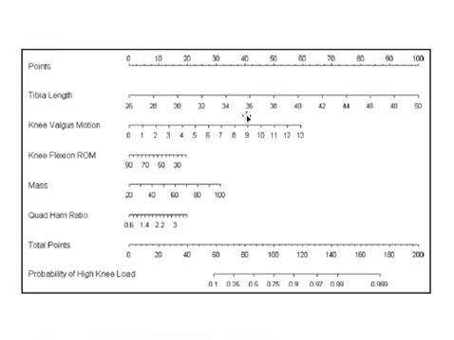And so here's some of the scoring sheet that they used. You can see the different variables there: tibia length, knee flexion range of motion, mass, quadriceps, and then the total points and how they graded them.